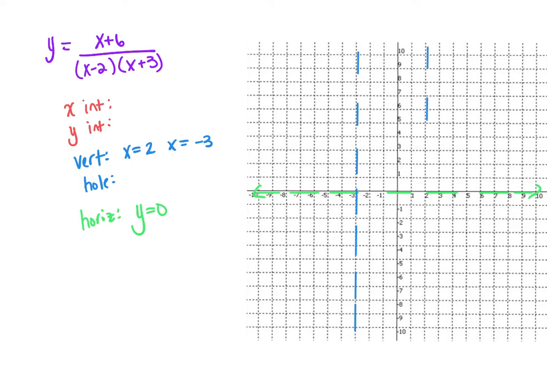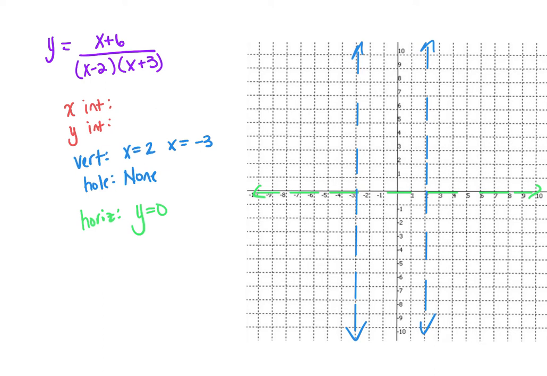If there was an x minus 2 on the top, or an x plus 3 on the top, yes, you would have a hole. Wherever it is, whatever makes it 0 would be where your hole is. So because none of those cancel, there are no holes.